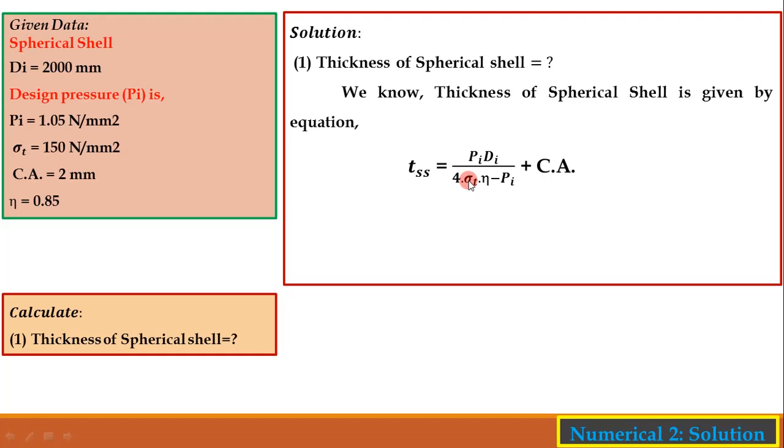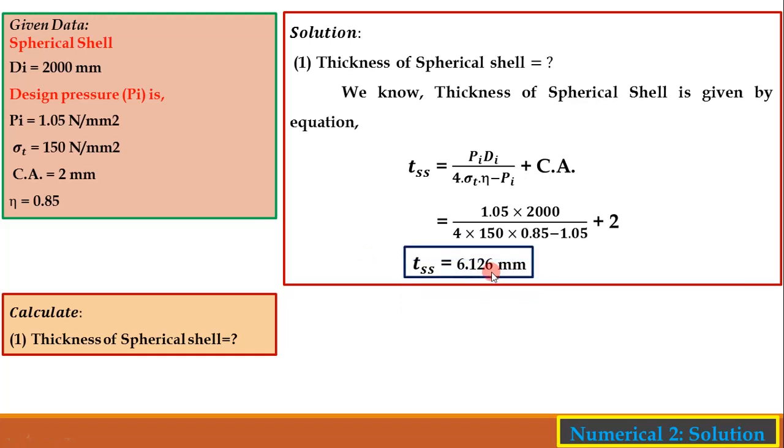The allowable tensile stress is also given directly, 150 Newton per mm square. The weld joint efficiency is 0.85. Again, Pi is the design pressure, and the corrosion allowance Ca is also given as 2 mm. By putting all these values here, we get the thickness of the spherical shell as 6.126 mm. This is the answer of the second problem. With this answer, we have completed the solution of the second problem.